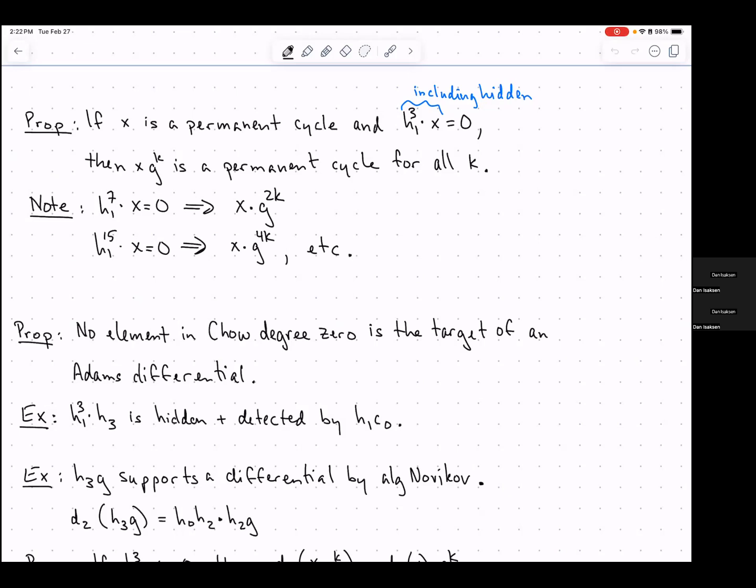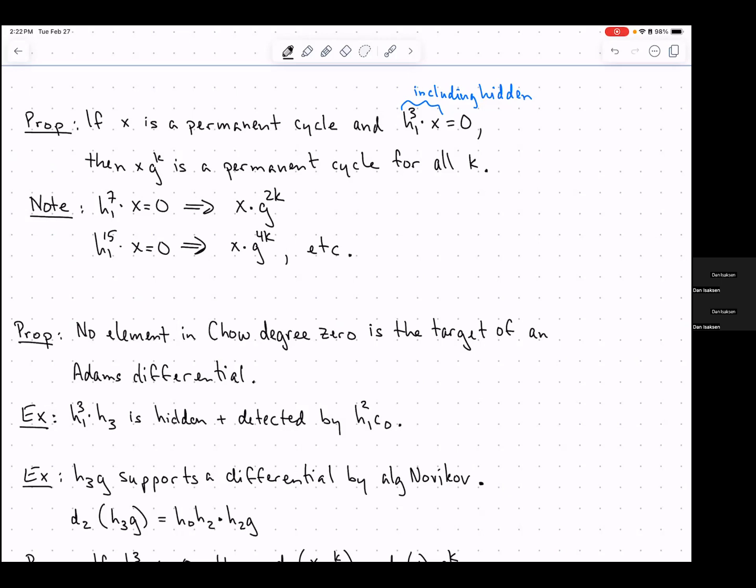Is that in the right degree? 7 plus 3 is 10. 8 plus 1 is only 9. Is that h1 squared? Yeah. Thanks. That might puzzle you if you're thinking classically, but I'm not thinking classically. I'm working motivically, and h1 squared c0 is non-zero.